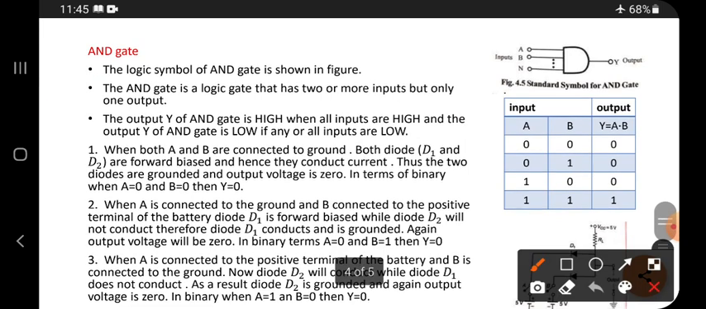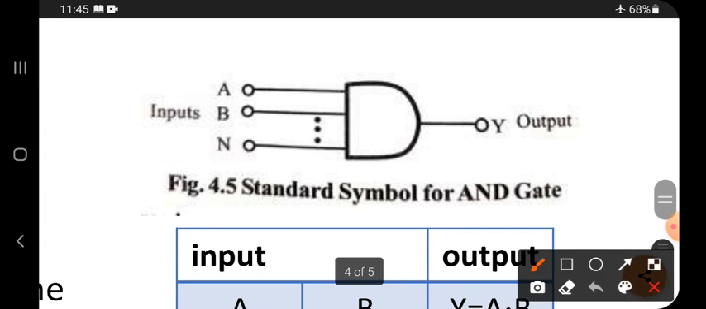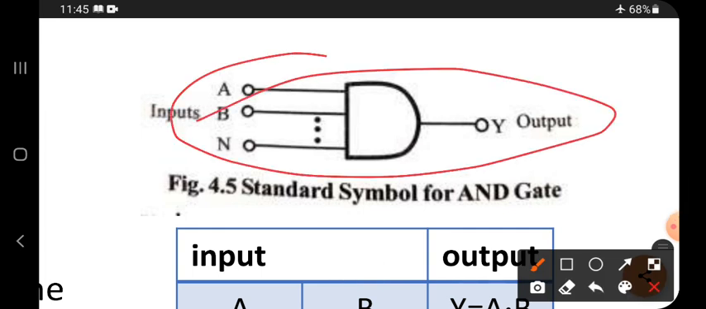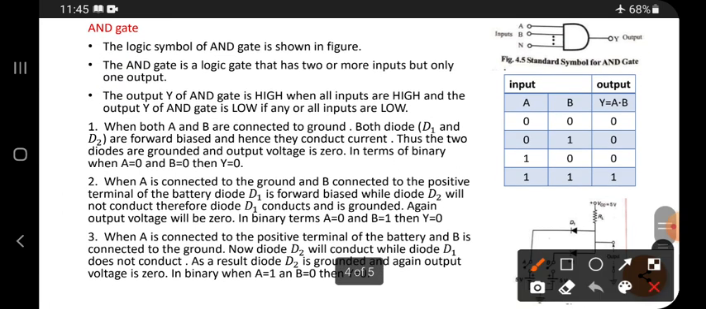Next, AND gate. The logic symbol of the AND gate is shown in the figure. See here, the inputs are here, and this is the output. The AND gate is a logic gate that has 2 or more inputs but only one output.